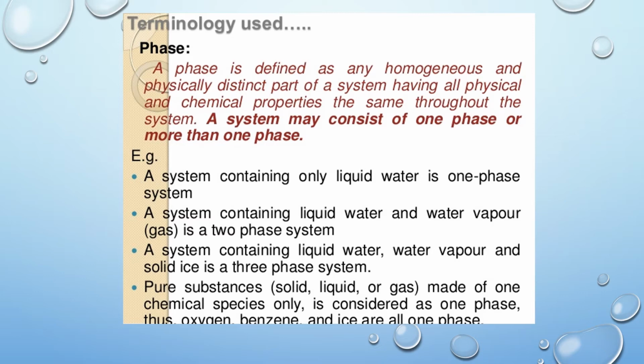Another example, liquid system. The number of phases is equal to the number of layers present in the system. For completely miscible liquids, the number of phases is equal to 1. A system containing only liquid water is a one phase system. A system containing liquid water and water vapor is a two-phase system. A system containing liquid water, water vapor and solid ice is a three-phase system.